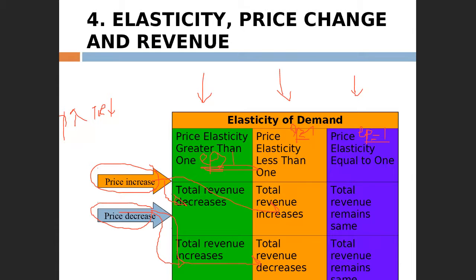But when you look at price elasticity equal to 1, unitary elastic demand, you can see whether price goes up or whether it goes down, total revenue remains the same. No change, nothing, zero, zilch.